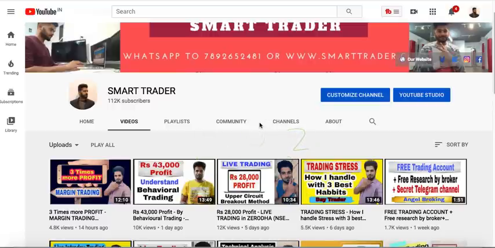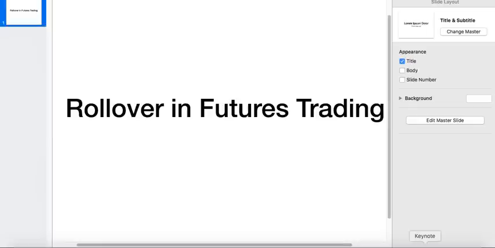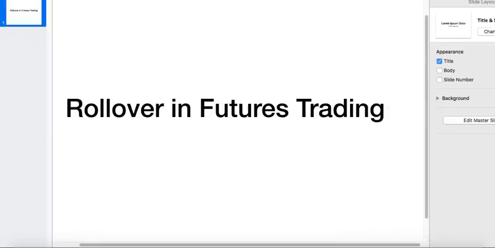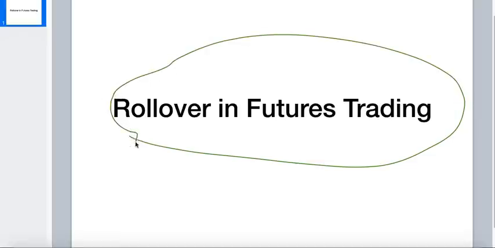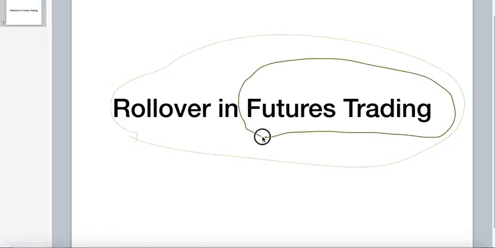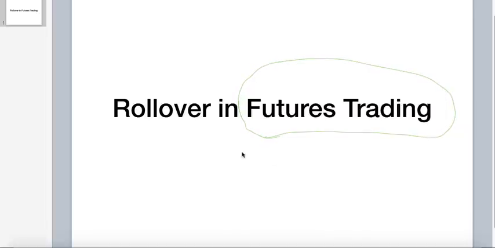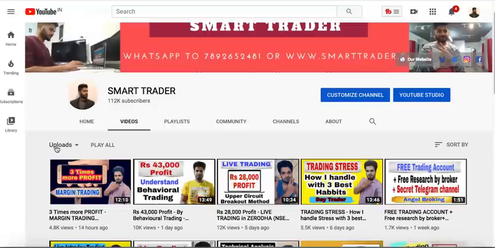So without wasting time, let's start off with today's topic. Today's topic is about the rollover. Rollover in futures trading, or rolling over, whatever you call it. I'll talk about this concept for the beginners who don't know about it, which is available in futures trading. Most of us would have seen futures trading and learned a little bit about it, right?